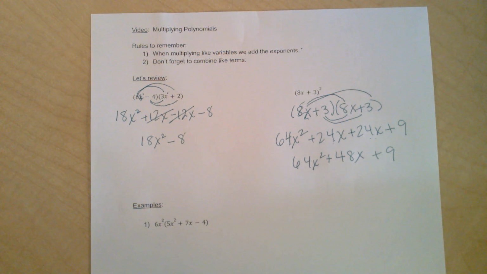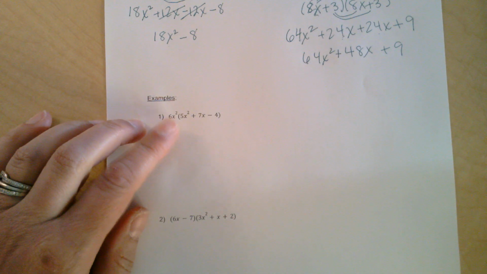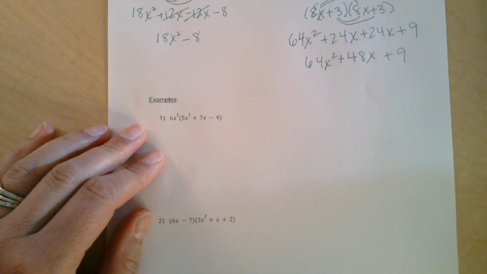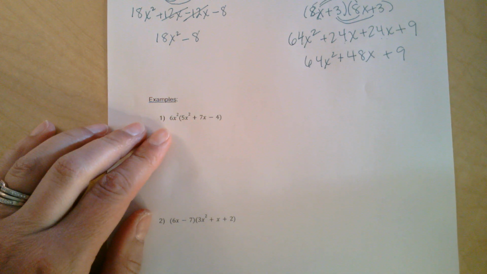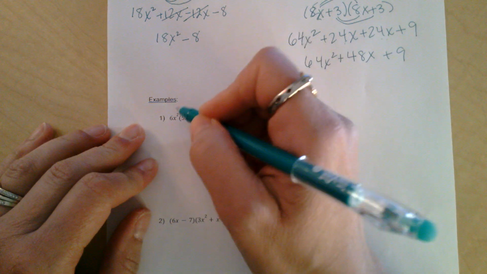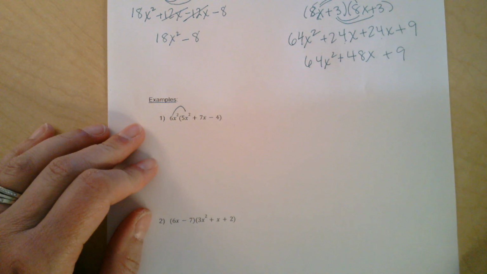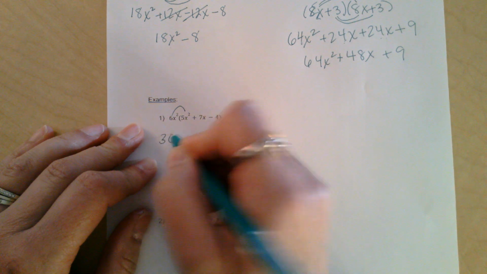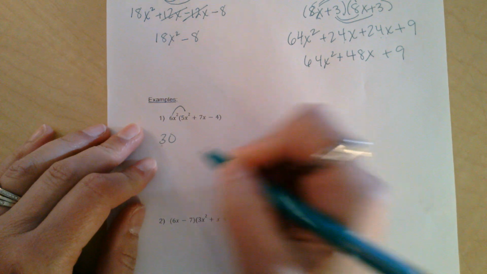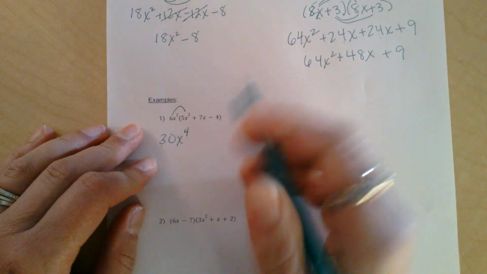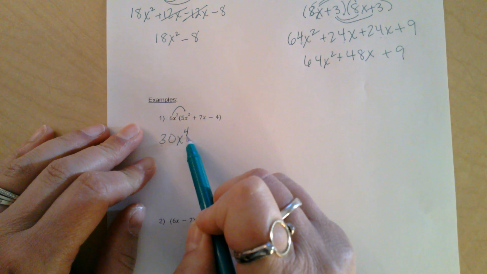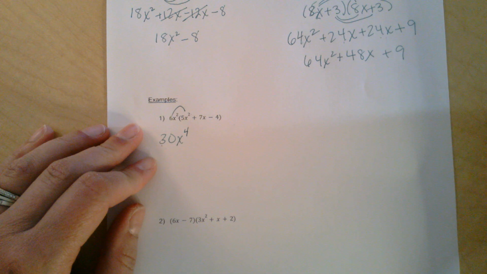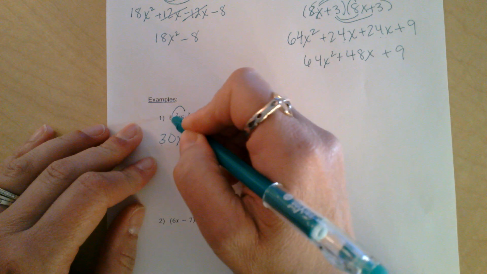Okay, let's look at our examples for multiplying polynomials. So here's a monomial times a polynomial. We're just going to distribute. For this one, I am making sure that I'm going to add my exponents when we multiply those like variables. So here we have 6x squared times 5x squared. So we're going to do 6 times 5, which is 30. X squared times x squared is x to the 4th, because 2 plus 2 is 4. And again, that's what I mean by adding your exponents.